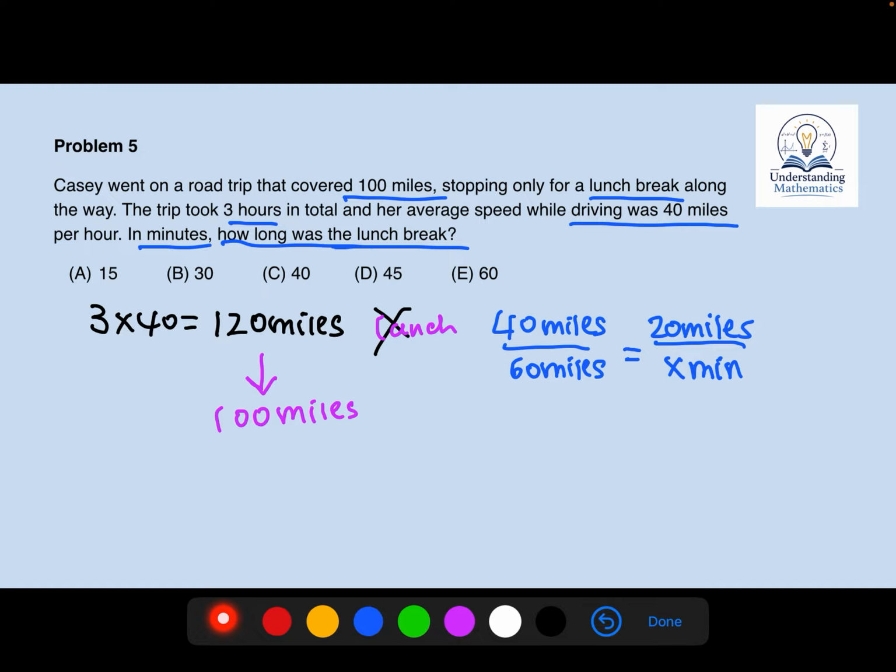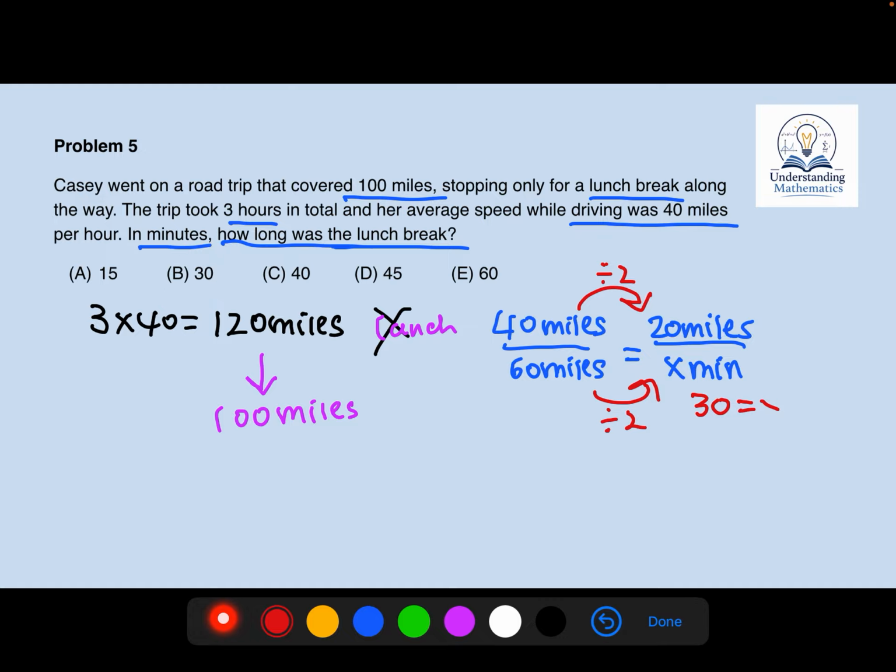So the first way of solving it would be: we multiply the top and the bottom by the same number, or divide. It would get us the same ratio. So in this case, it will be divided by 2. So 40 divided by 2 is 20. 60 divided by 2 would be 30. So x would be equal to 30. So the answer for this problem would be B, because how long it took her to drive 20 miles would be the same as the lunch break.